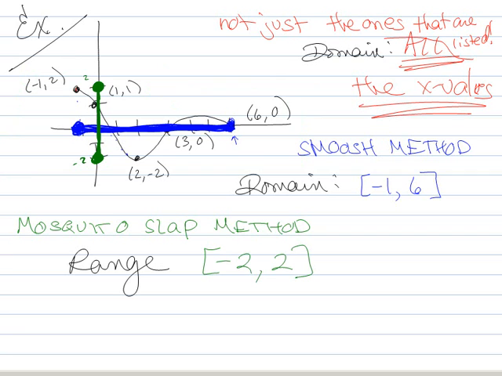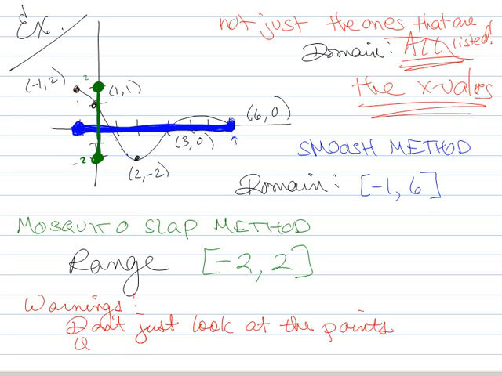So I had a couple of caveats, and I'm going to rewrite them here. I'm going to write them in red, actually. Okay. So here's warnings. Write these somewhere on your paper that you're going to see them, because you're going to forget. Don't just look at the points that are listed.